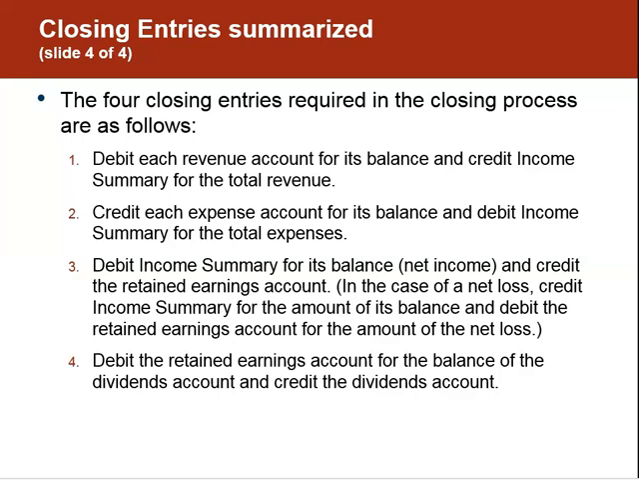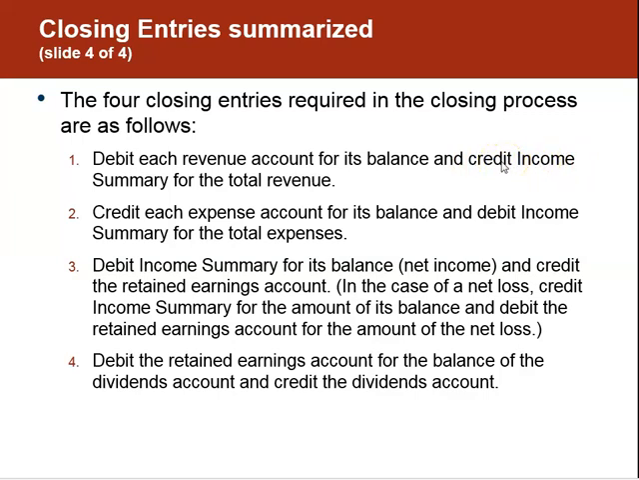Then, number 3 here makes a bit of an assumption. So I'm going to add a little bit of language to this slide, and I'm going to say that assuming that we had net income, in other words, assuming that revenue is higher than expenses, that means that after we complete these first 2 steps, income summary would have a credit balance. So using our example, we credited income summary for $100,000 in step 1.